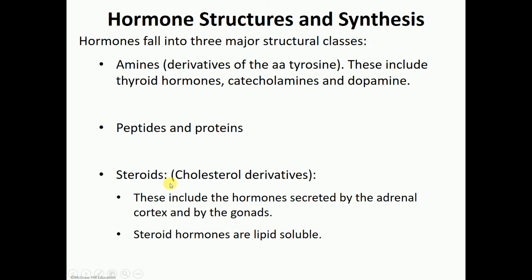Those are the hormones, for example, that are synthesized and secreted by the adrenal cortex and by the gonads, whether ovaries or testes. And steroid hormones, remember that they are lipid soluble. Remember that one bit of information, because it's going to help us a lot in figuring out how steroid hormones are circulated in the bloodstream and how they act when they reach their target cells, all because of the fact that they are lipid soluble, whereas your peptides and proteins are water soluble. So keep that in the back of your head somewhere. We'll come back to it later.